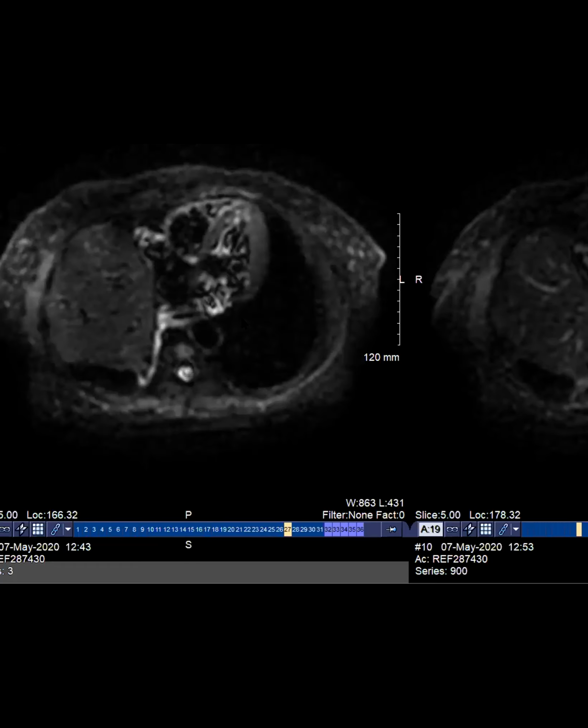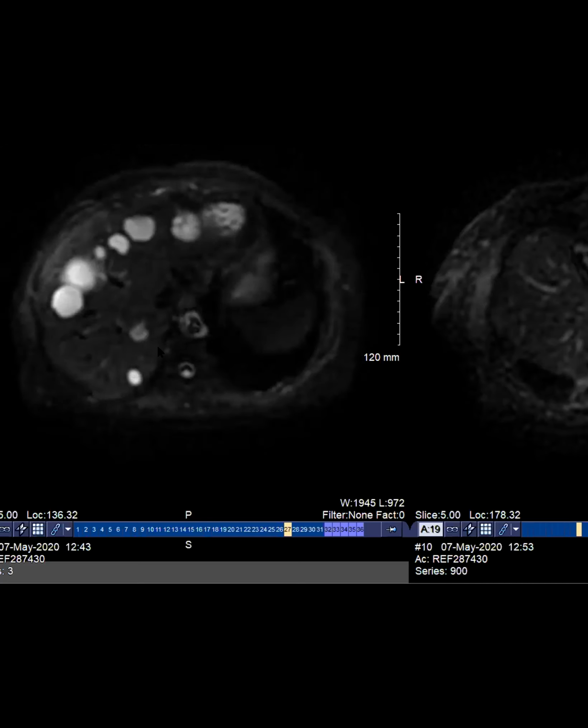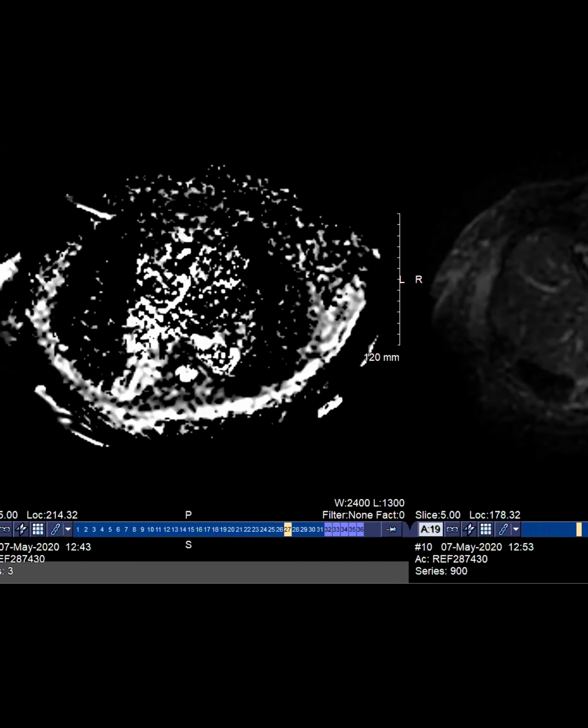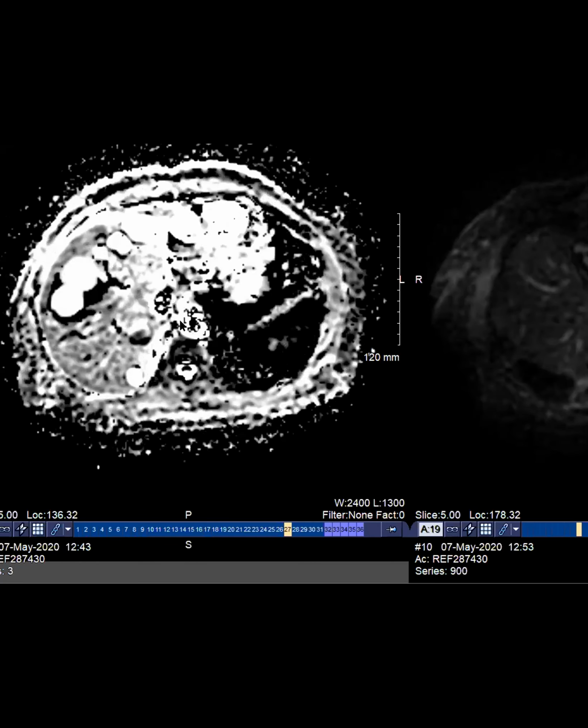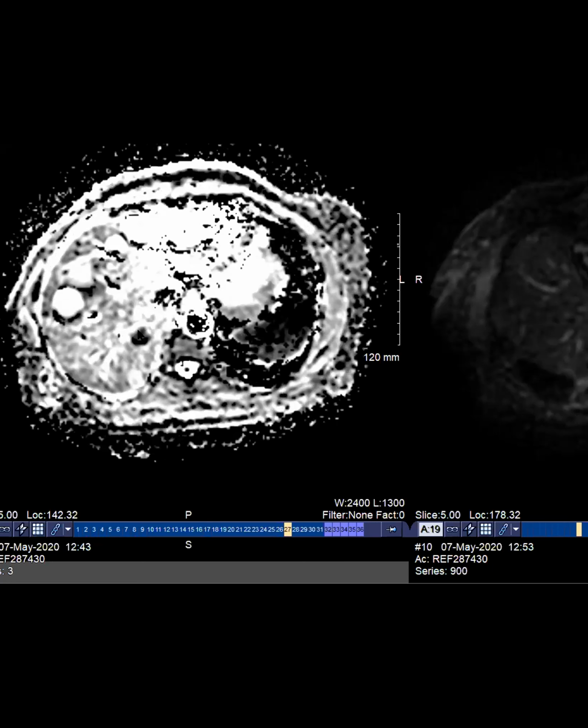If you look at the diffusion, again, it's not as bright as the cysts, but if we do not pay attention to the ADC values, this can be misinterpreted and missed as a cyst. On ADC, this was fairly dark. And so this is restricted diffusion, whereas the other lesions are all T2 shine through.